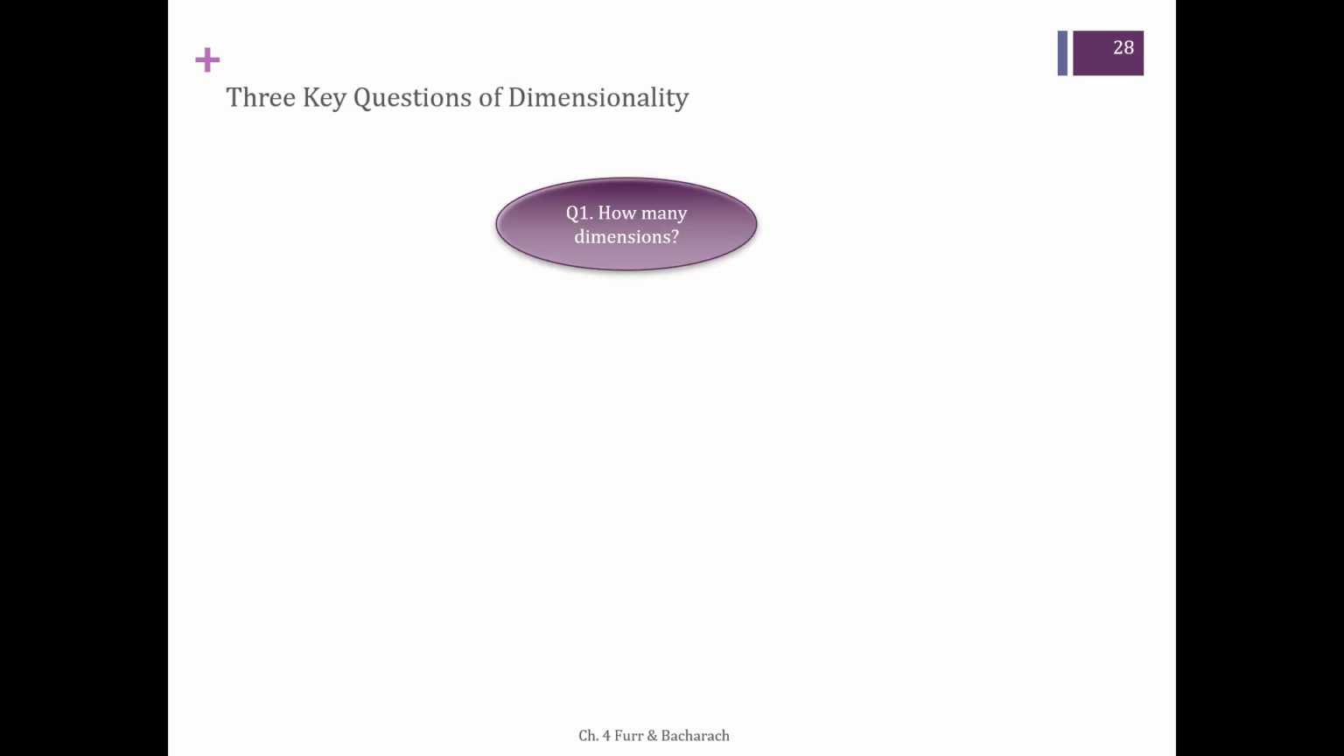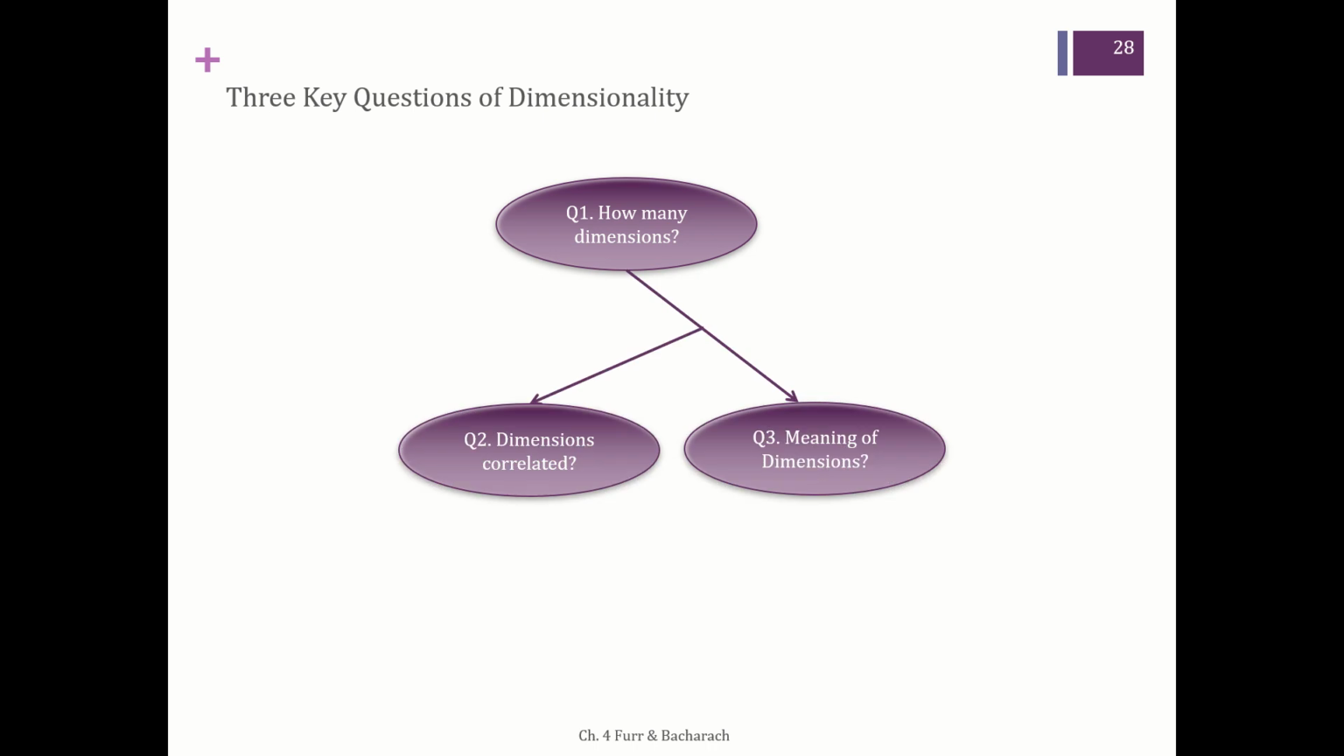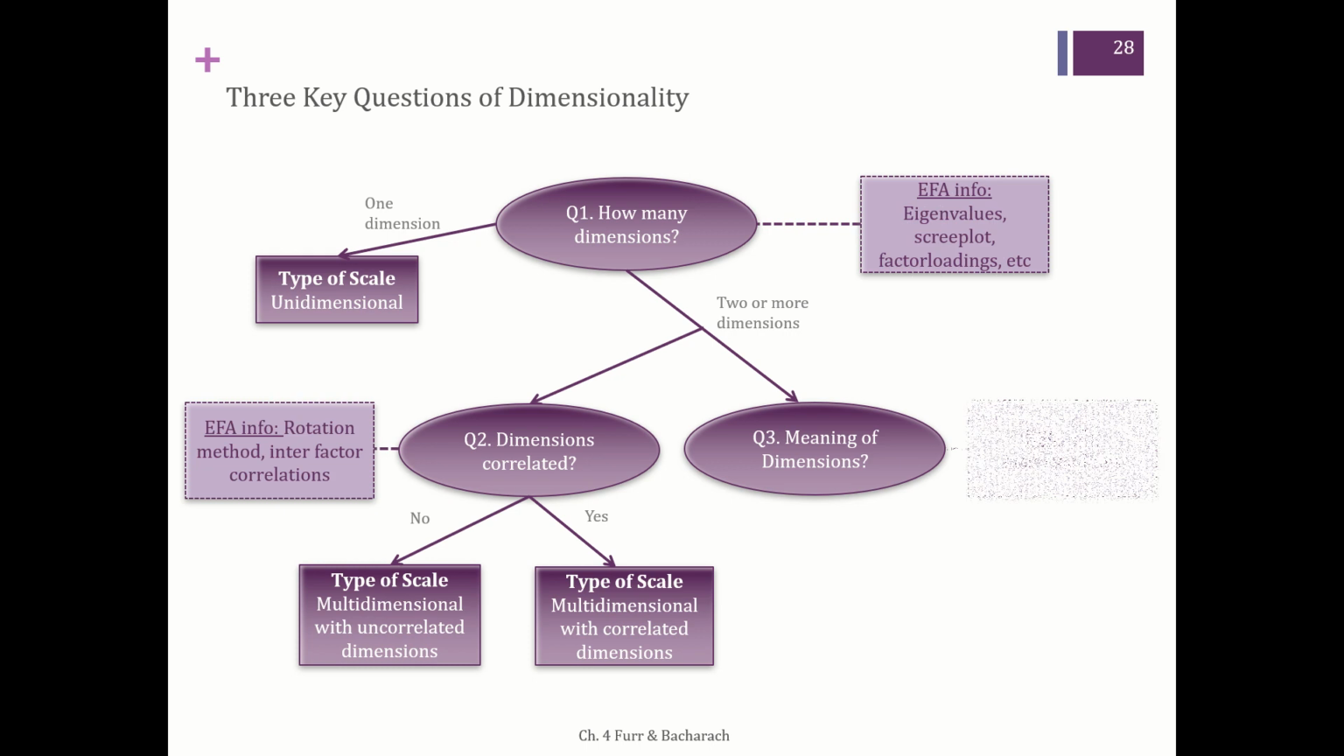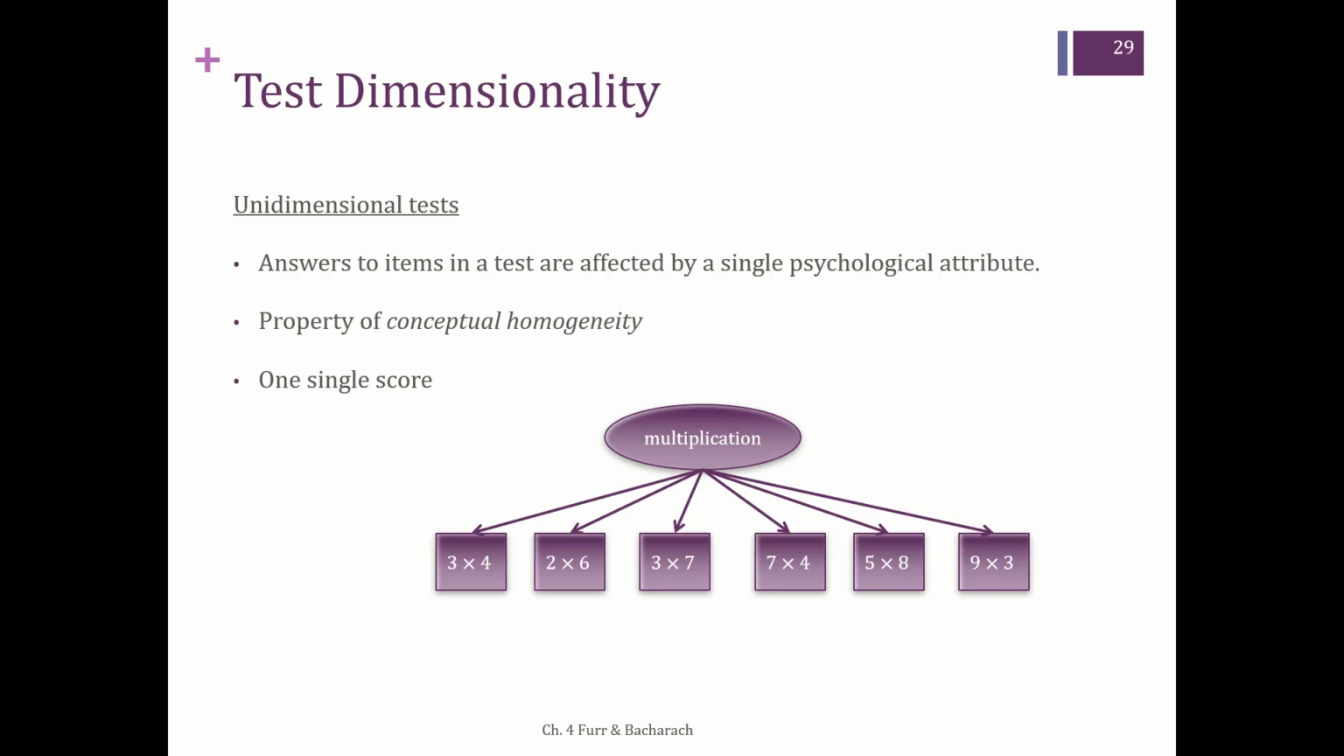Now, when we're doing a factor analysis, or when we're checking the dimensionality of our measurement instrument, there are basically three key questions. The first question is, how many dimensions are there? The second question is, if there's more than one dimension or more than one underlying factor, do we think that those dimensions are correlated or not? And then finally, what actually is the meaning of these dimensions?